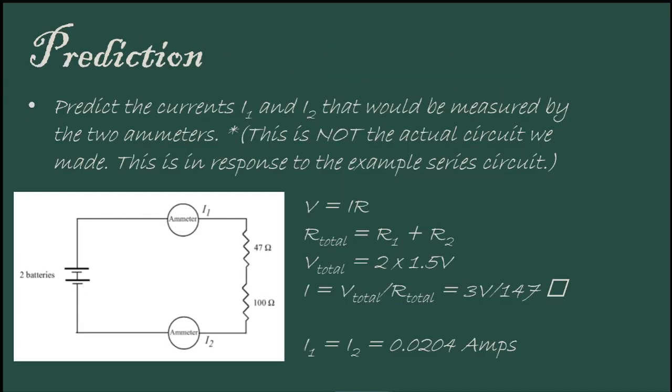Prediction. Predict the currents I1 and I2 that would be measured by the two ammeters. Just to note, this is not the actual circuit we made. This is in response to the example series circuit.